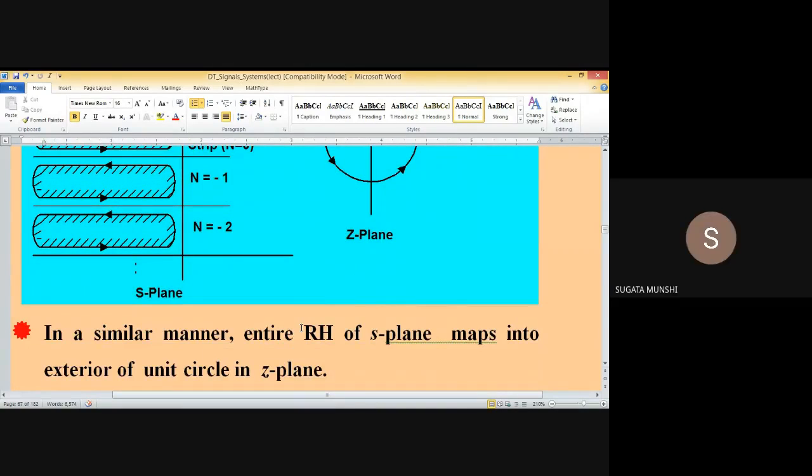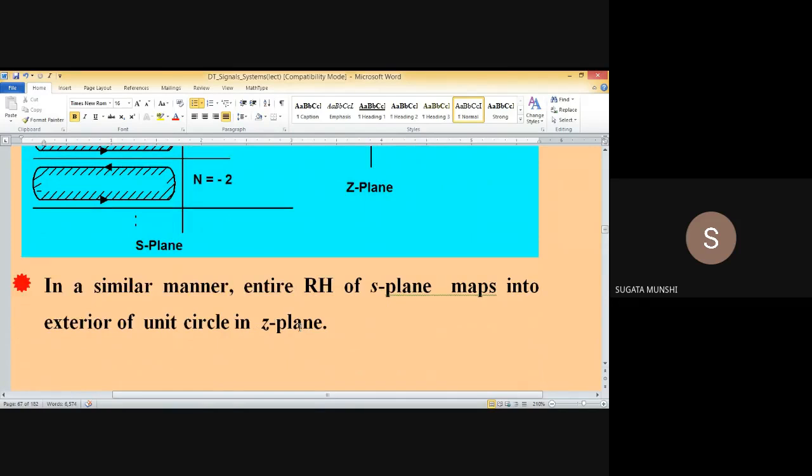So I have shown it for the left half of the S-plane in a similar manner. You can show for the right half of the S-plane that the right half of the primary strip will cover the entire exterior of the unit circle centered at the origin in the Z-plane, and the right halves of the complementary strips will map onto the entire exterior of the unit circle in the Z-plane.